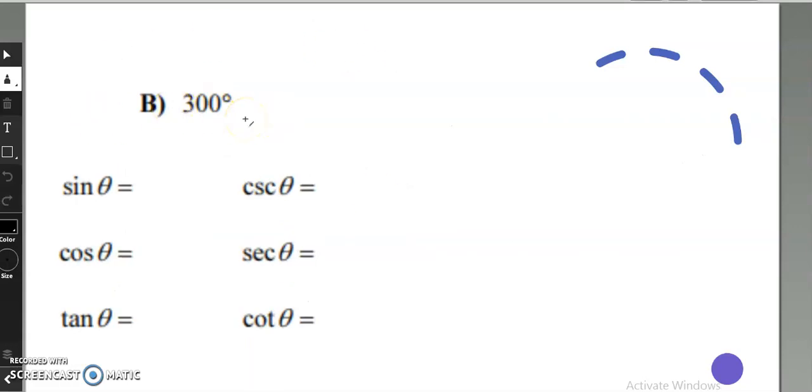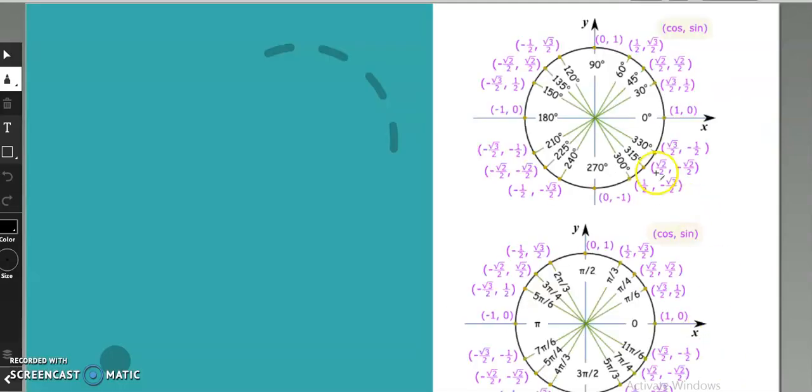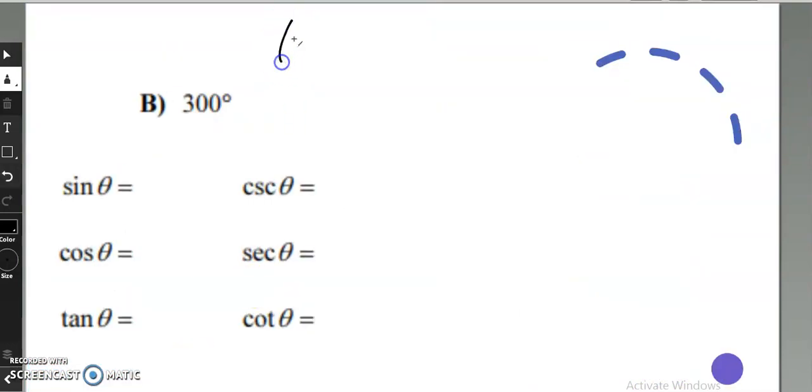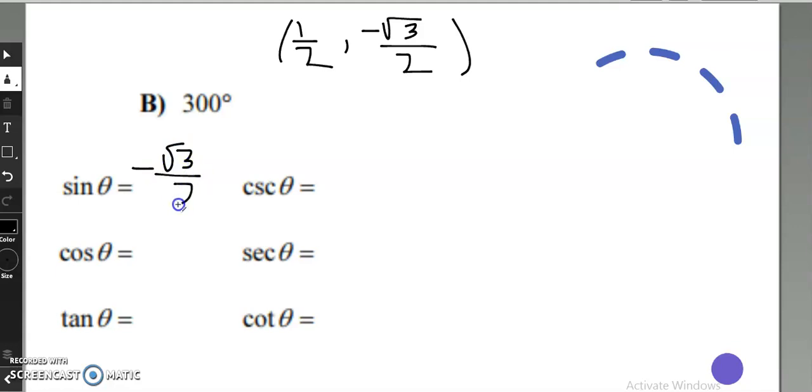We have 300. So let's go find out our value for our coordinate point for 300. So here it is. My coordinate point is 1/2, negative square root 3 over 2. So I have 1/2 is my x and negative square root 3 over 2 is my y. So my sine is negative square root 3 over 2. It's just that value. My cosine is 1 over 2.